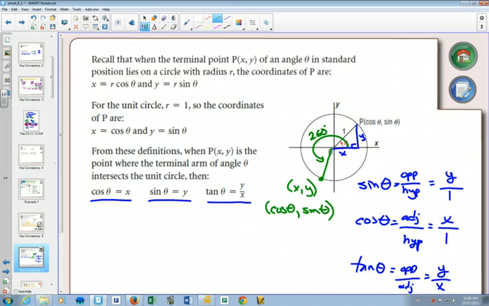and I type cos of 260 degrees, because it's in quadrant 3, my calculator knows it should give me a negative answer, and it gives me negative 0.17. And if I go sine of 260, because it's in quadrant 3, my calculator gives me a negative answer again, which makes sense.